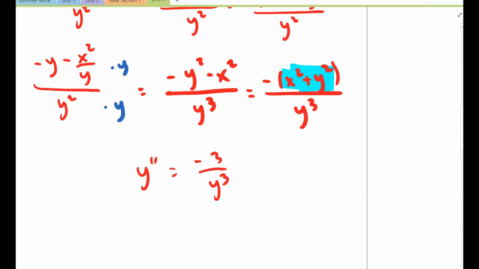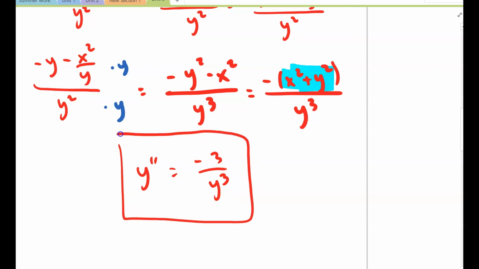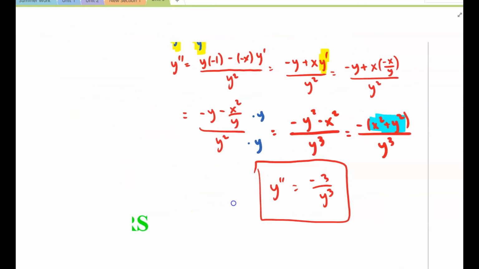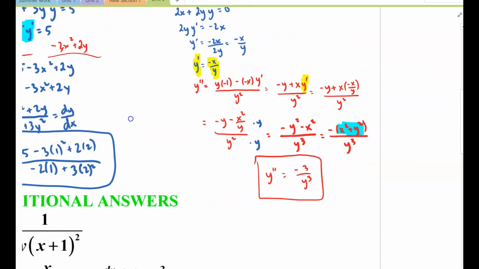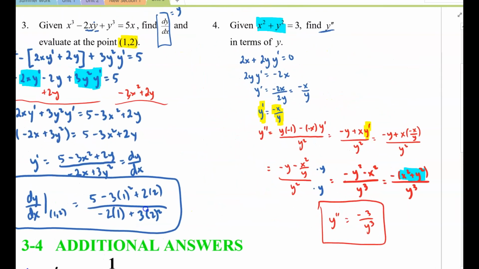And when they say they want the answer in terms of y, they only want y's, okay? So I have no other variables. All right, that is implicit differentiation. Here were some complicated examples for implicit differentiation.